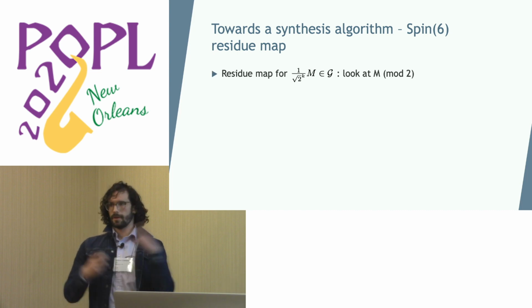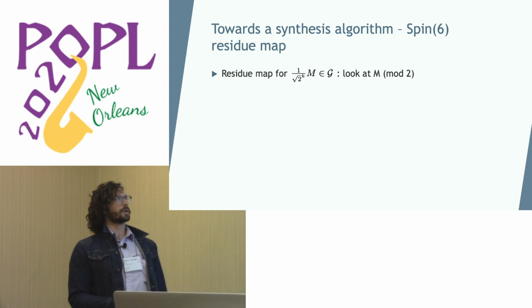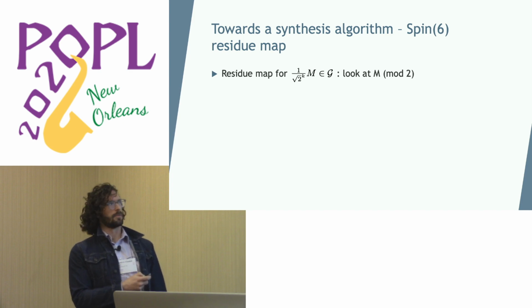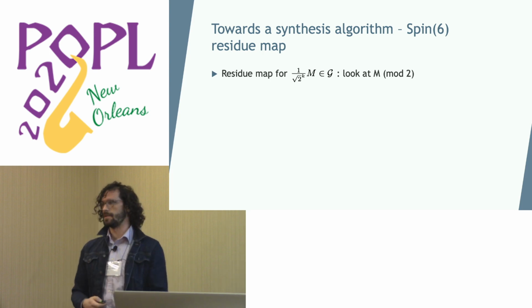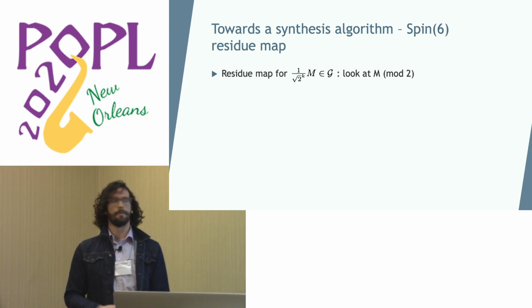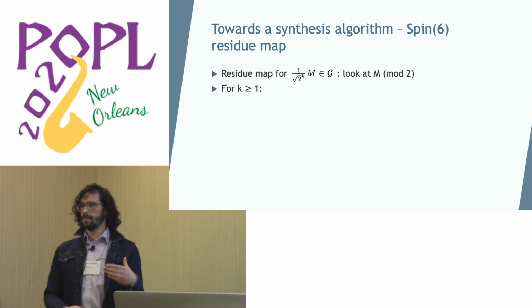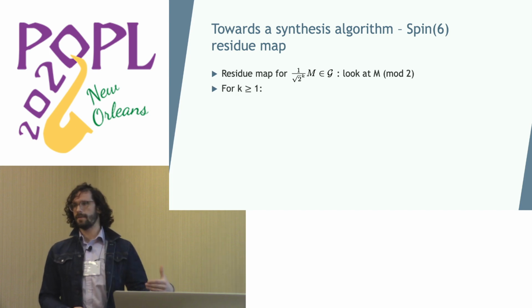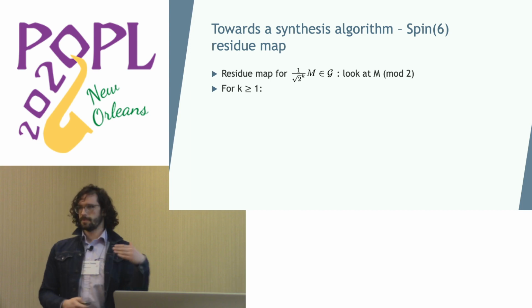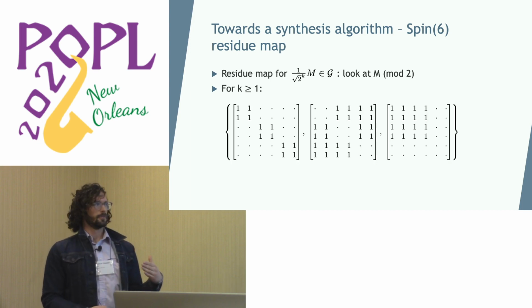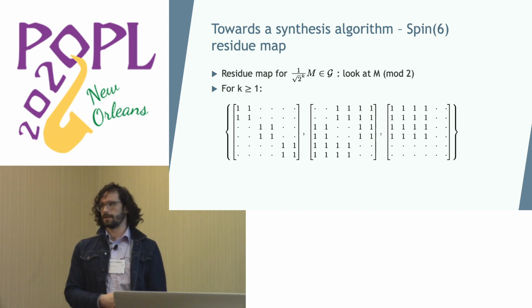And so rather than look at the matrix just as it is, we're going to define some residue map which looks at elements of G. And basically for k being as small as possible, the smallest possible integer which is valid, we look at this matrix M mod 2, whether the entries are even or odd. And so if you do that for any k value greater than 1, in order to enforce orthogonality, your only possible options are matrices that look like this.